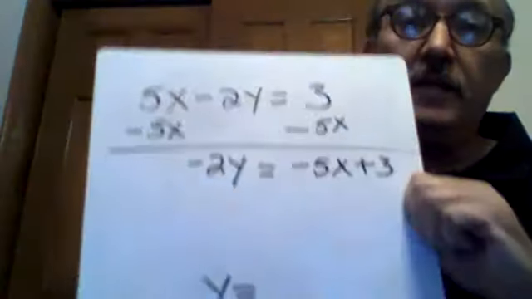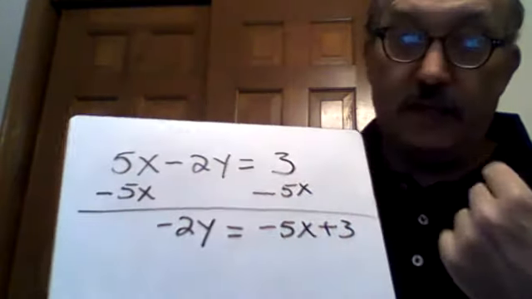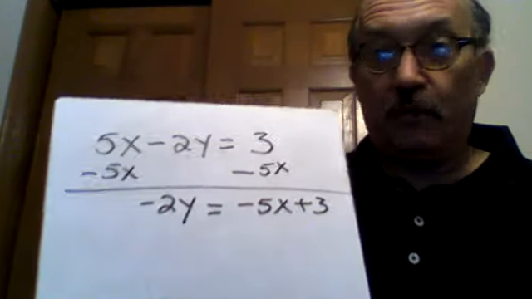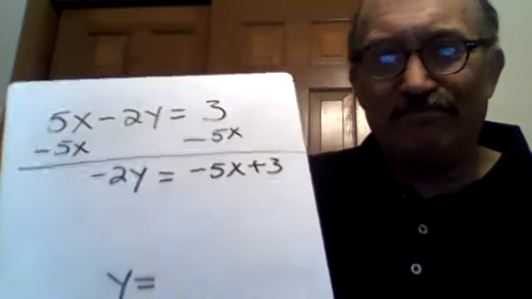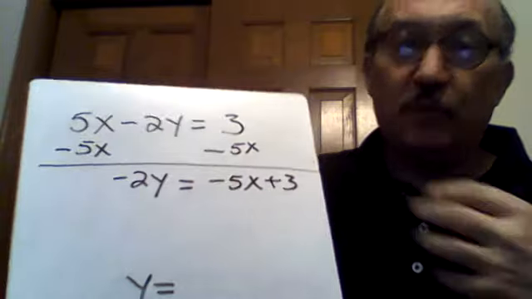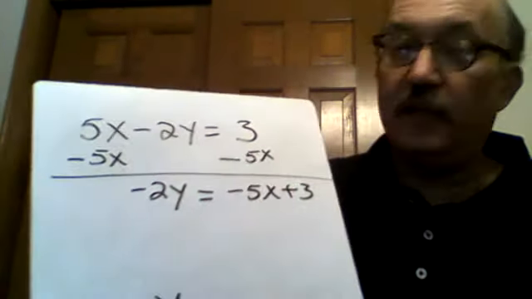These add to 0 and leave us with this. Here's a common mistake. You're not left with 2y on the left, you're left with negative 2y. Negative 2y. And then notice what I did on the right side. Once again, I put the x term first. I could have written 3 minus 5x over here, but it's customary to put the x term first. So the negative 5x, and then this is positive 3 plus 3.